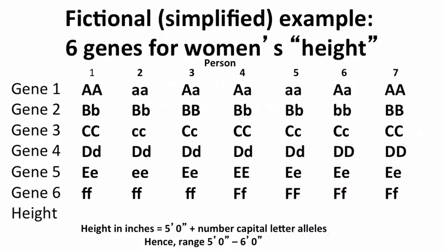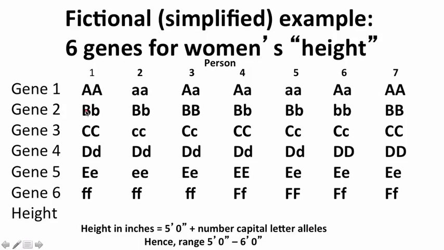Now for each case, look at the bottom of the slide here. Your height in inches is determined by your genetic code: you are 5 foot 0 inches plus the number of capital letter alleles in inches. I apologize to those of you who are used to the metric system; you could do the same thing with meters in some way. But based on the number of capital letter alleles you have, you add 1 inch for each one. So let's try that with the first one here.